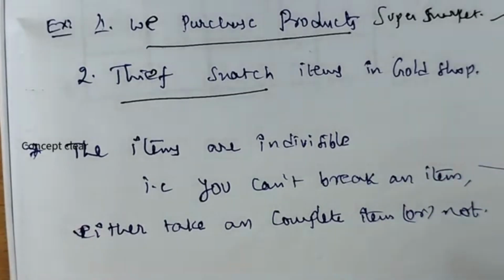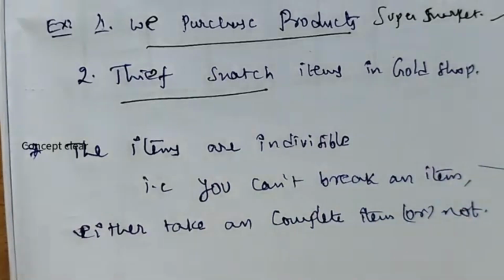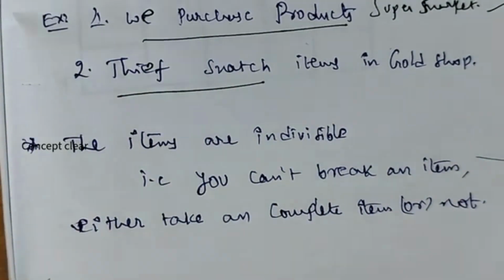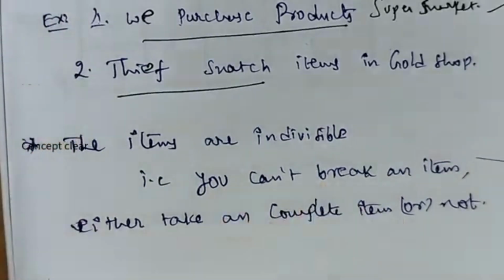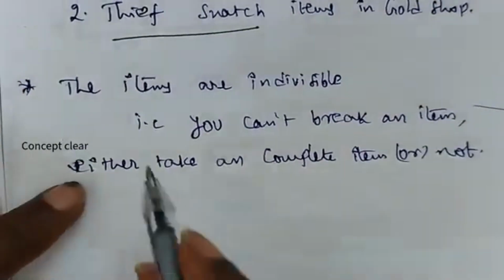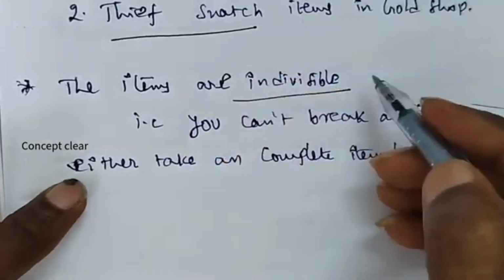If he snatches the gold ornaments, 60 or 70 or 80, it means more weight, so he can't run fast. Okay, it is also one of the problems. So what is the knapsack problem? We have to fill the bag with less weight and more value. The items are indivisible. In the knapsack problem, items are indivisible.